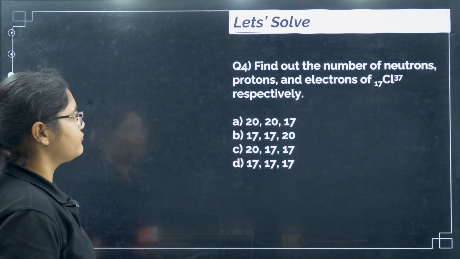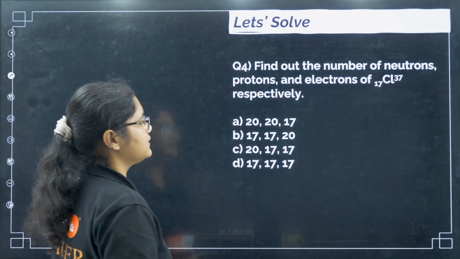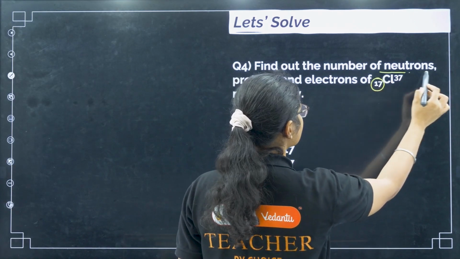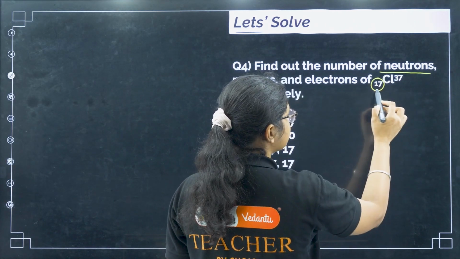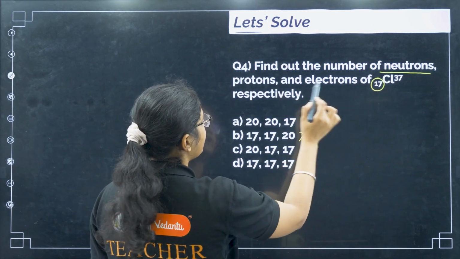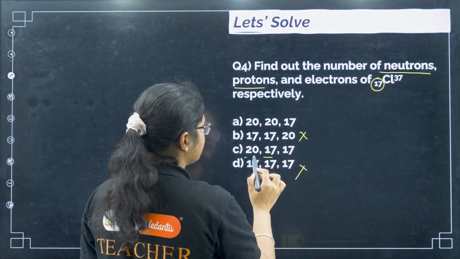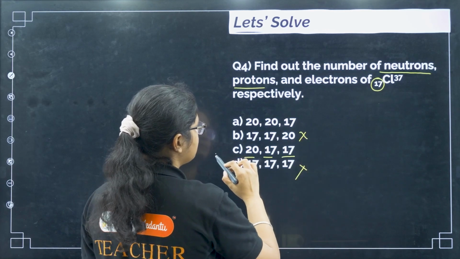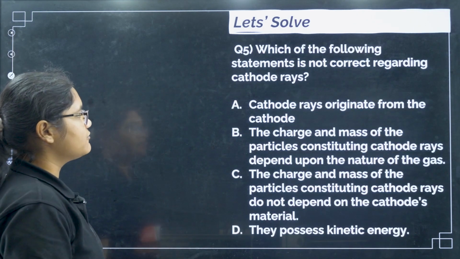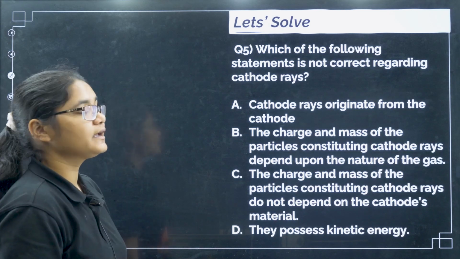Next, find out the number of neutrons, protons and electrons in the given atom. First you have to find neutrons. So neutrons is 37 minus 17, that is 20. So I have only two options. Then I have protons. Protons will be 17 and then electrons will be same as protons. So option number C.